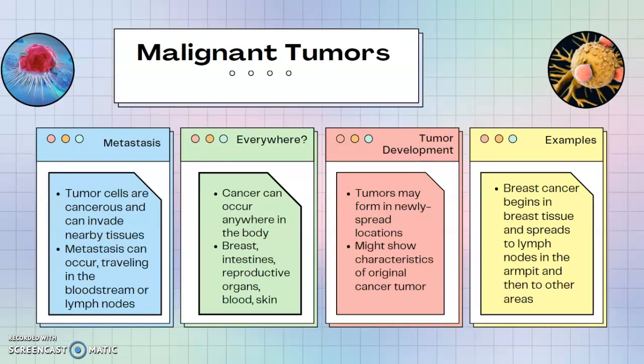Similarly, here are some key points of malignant tumors. Number 1, these tumors do metastasize, meaning that its cells are going to break off from the tumor, travel in the bloodstream or lymph nodes, and invade nearby tissue. Number 2, they can occur anywhere in the body, such as the breast, intestines, reproductive organs, blood, etc. Number 3, tumors can form in these newly spread locations and show characteristics of the original tumor. And an example of a malignant tumor would be breast cancer beginning in the breast tissue and spreading to the lymph nodes in the armpit and then spreading to other areas in the body.